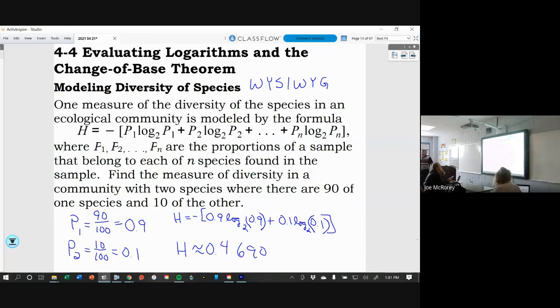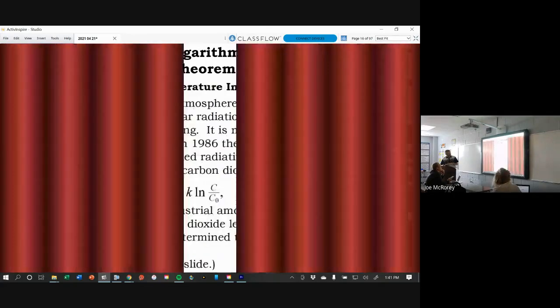Species diversity, I don't know what it is. WYSIWYG. Dude, I can see y'all's reflection on my table.